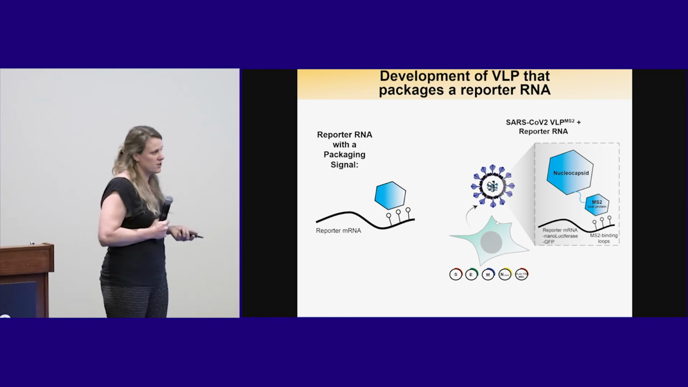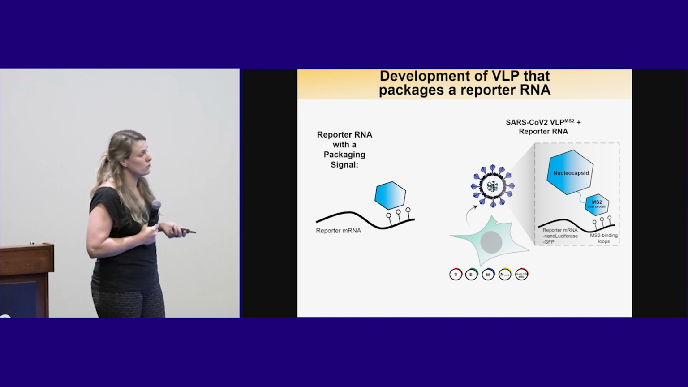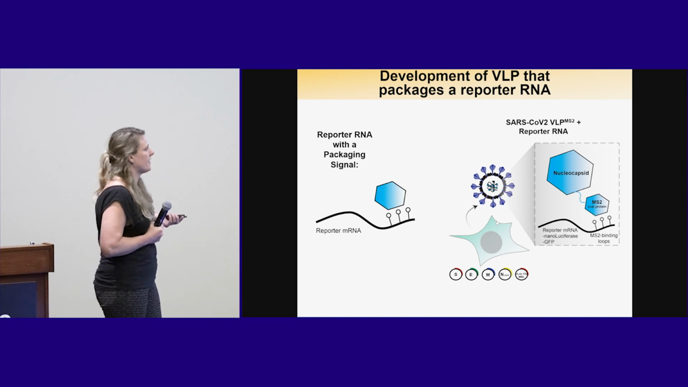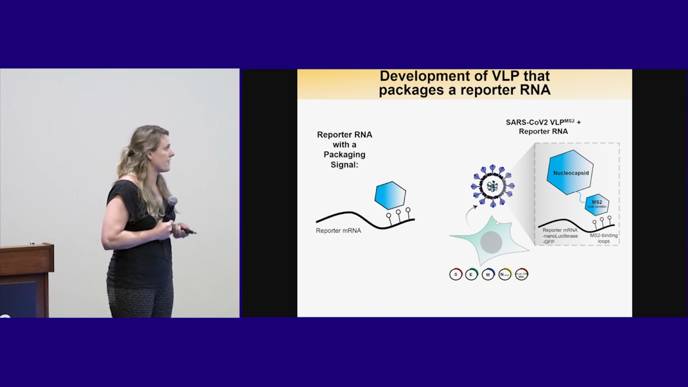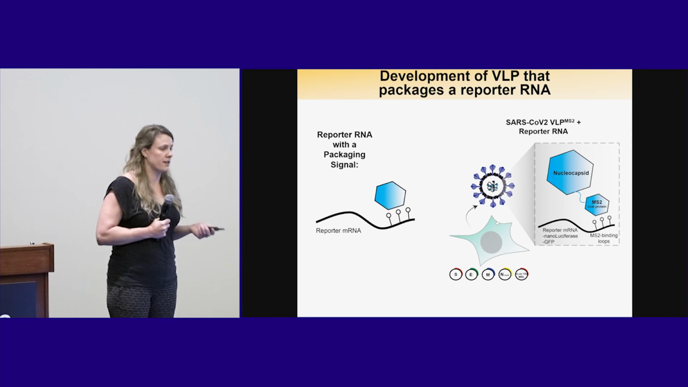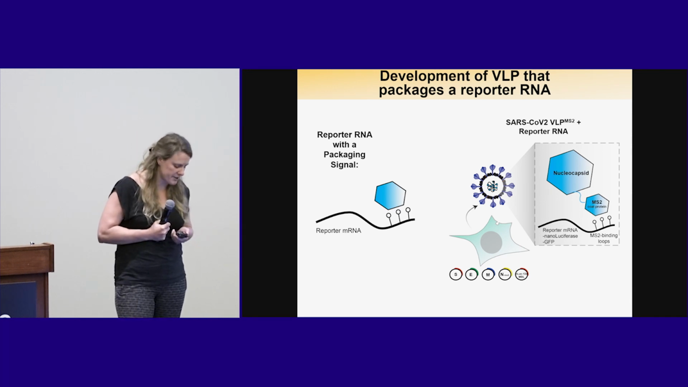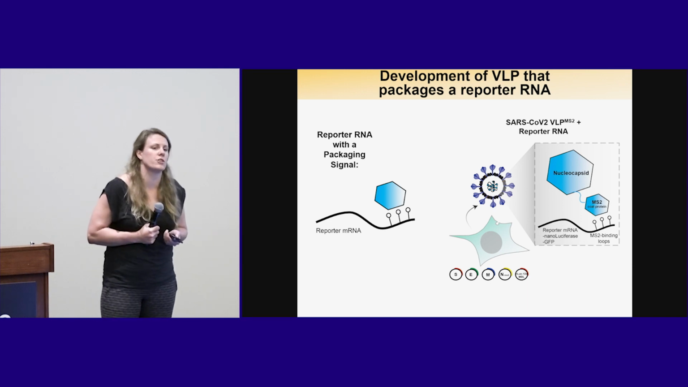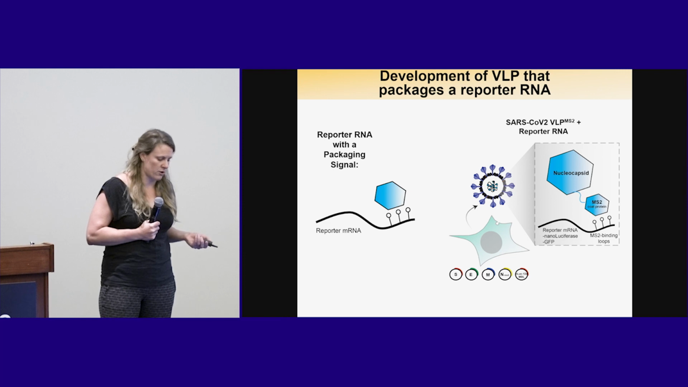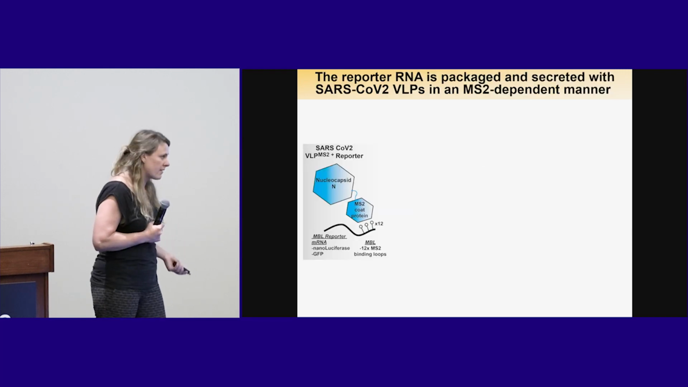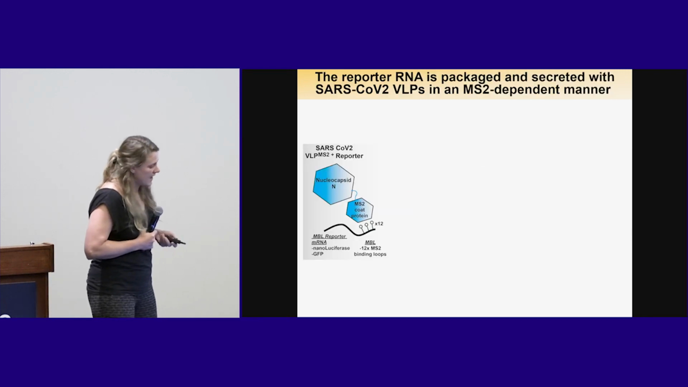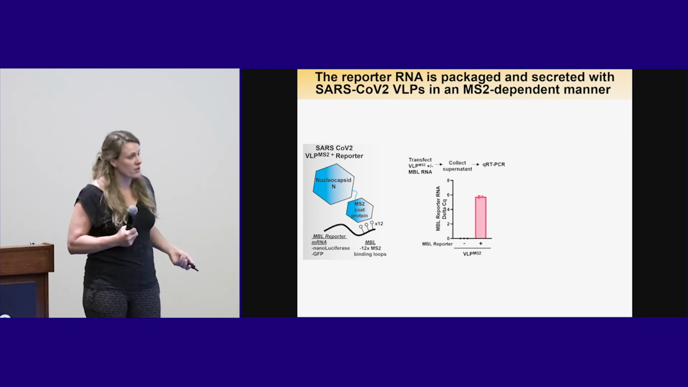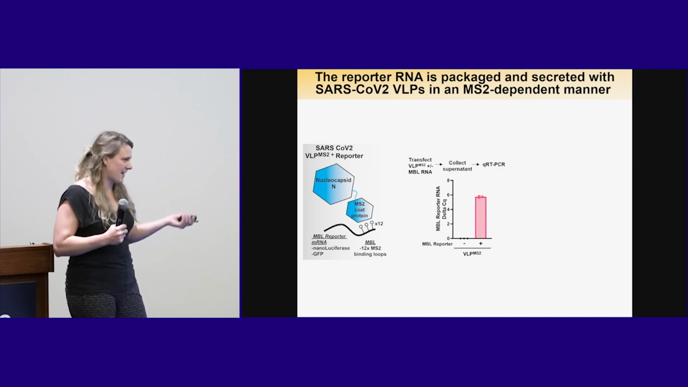So we tethered the MS2 coat protein to the SARS-CoV-2 nucleocapsid protein, and then generated a reporter RNA with the well-known stem loops from the MS2 that bind to the coat protein. So then we reasoned that overexpressing these in conjunction with the SARS-CoV-2 structural proteins would generate VLPs that package a reporter RNA. To test this, we collected the supernatant from VLP-producing cells and with qRT-PCR measured our reporter RNA, and we found the secretion of our reporter RNA in the supernatant, as expected.